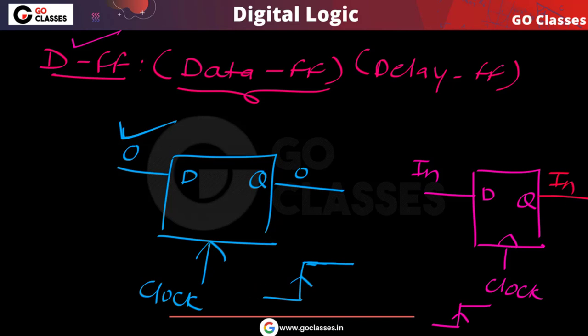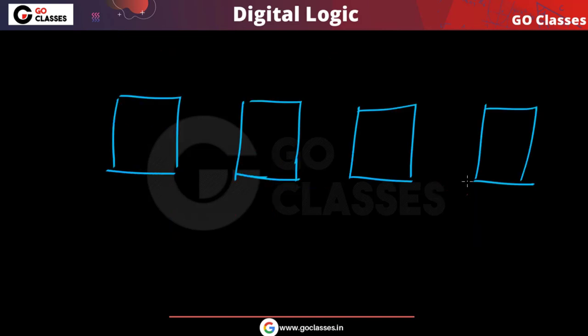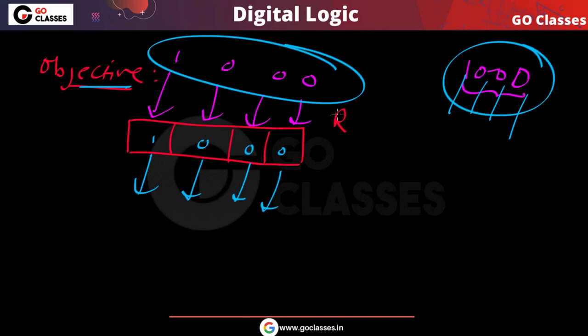So that is the reason I told you that in registers, normally, we use D flip-flops. Now let us assume this is our objective. We want to create this type of register in which we have 4 bits, in which we can store 4 bits, store the data in parallel, and read the data in parallel. So this type of functionality we want.